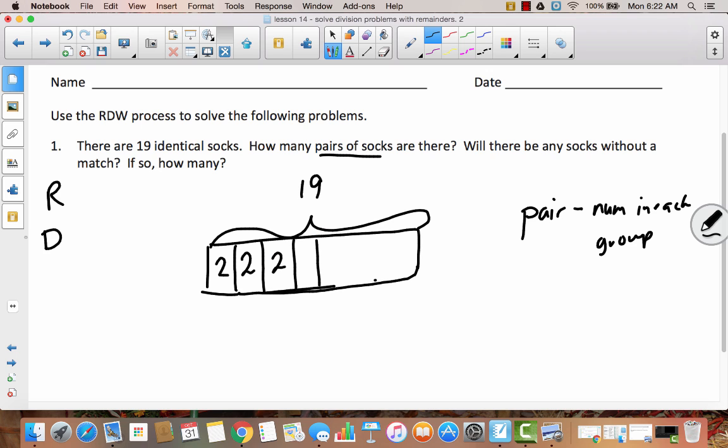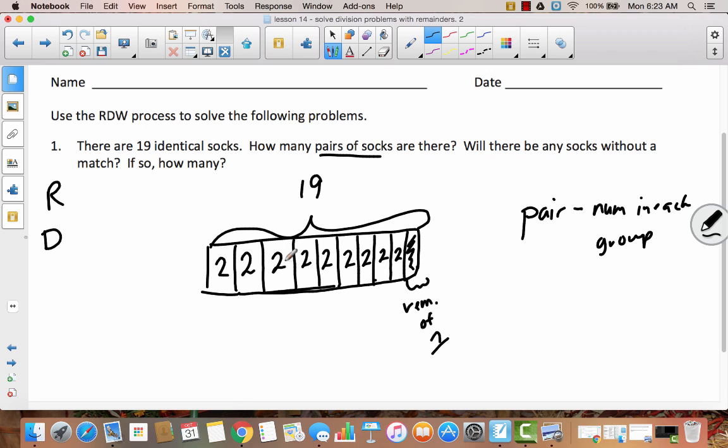6, 8, 10, 12, 14, I'm running out of room, 16, and then 18, but I can't do one more group of twos because that would be 20. So I'm going to go ahead and shade this, and I'm going to label this remainder of 1 because I have 1 left over. All right, so how many pairs did I have?